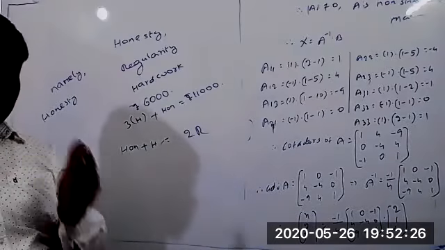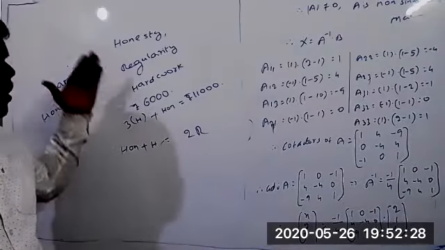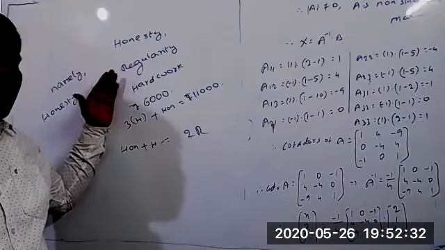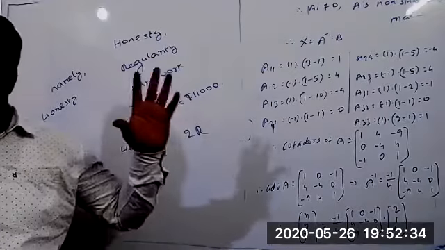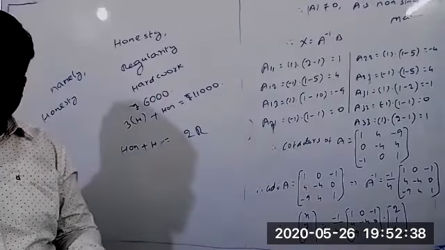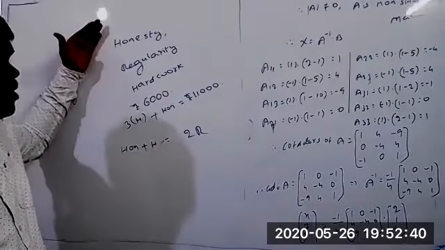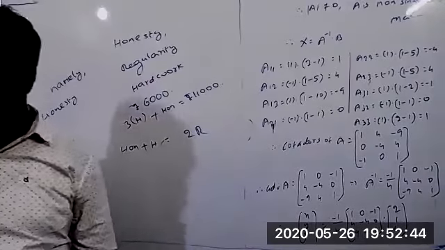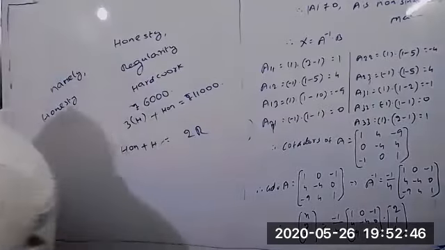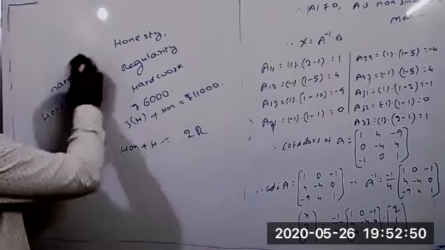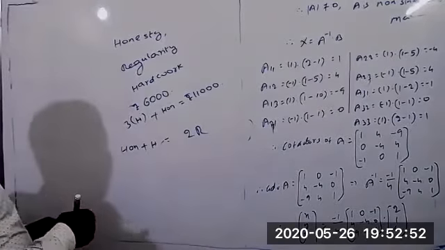We have to find only the value of honesty, the value of regularity, the value of hard work. It looks like a big problem, but it's very easy. Once we make the system of equations, finding the value of honesty, regularity and hard work is very easy. So first, what should we assume? First, you can tell me now in this problem, what we have to assume.